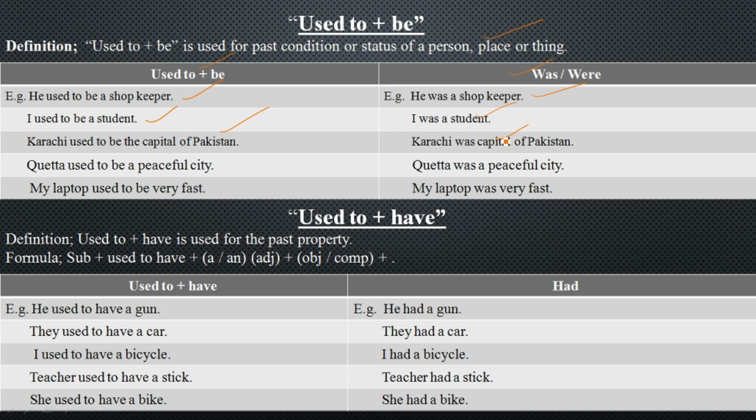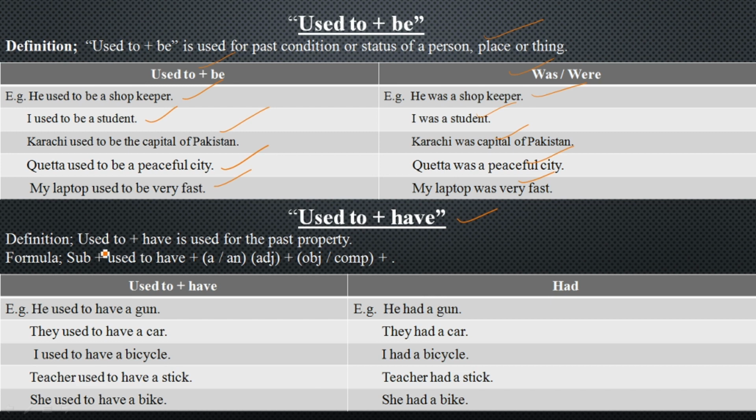Now we have the capital, Islamabad. Quetta used to be a peaceful city. Quetta was a peaceful city. And my laptop used to be very fast, and my laptop was very fast. Next we have got used to plus have.